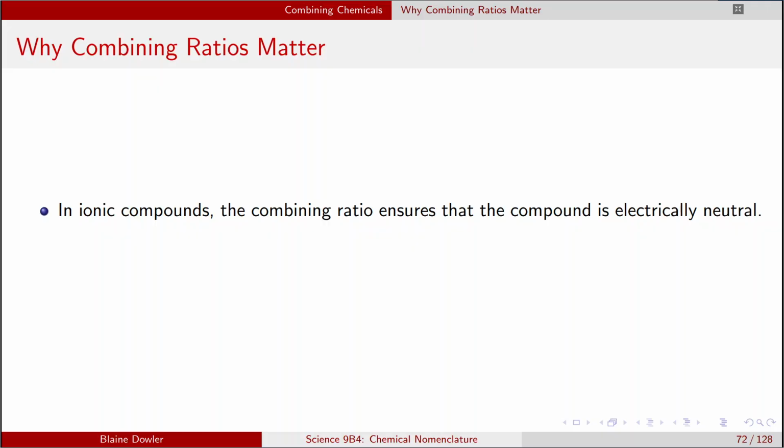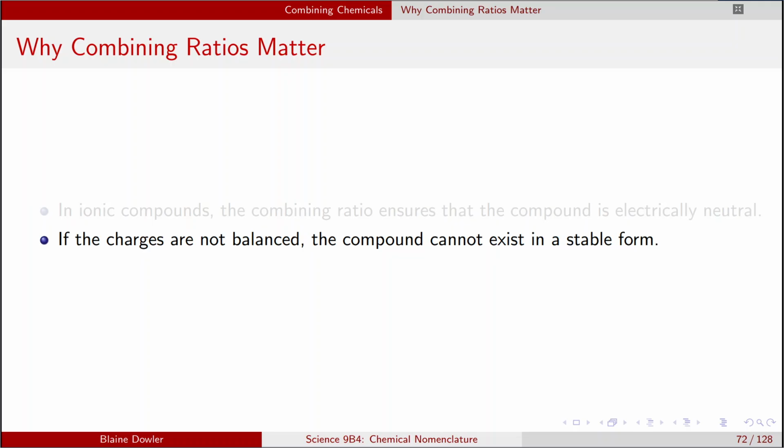In ionic compounds, the combining ratio ensures that the compound is electrically neutral. If the charges are not balanced, the compound cannot exist in a stable form. If all the molecules have a +1 charge, they will repel each other and tear the material apart.